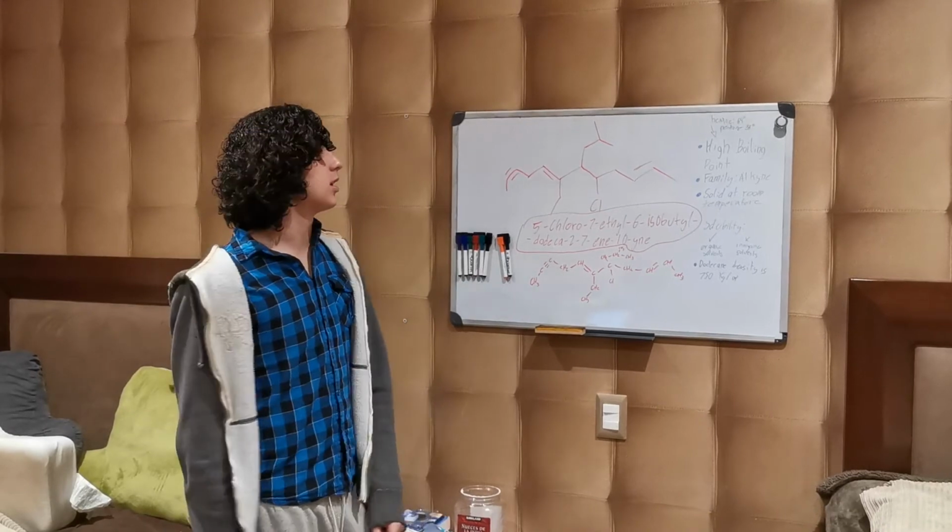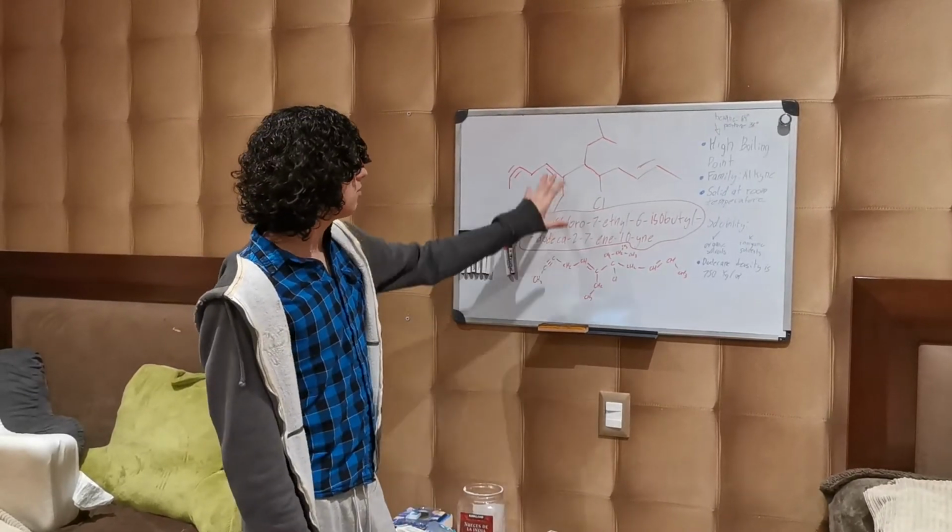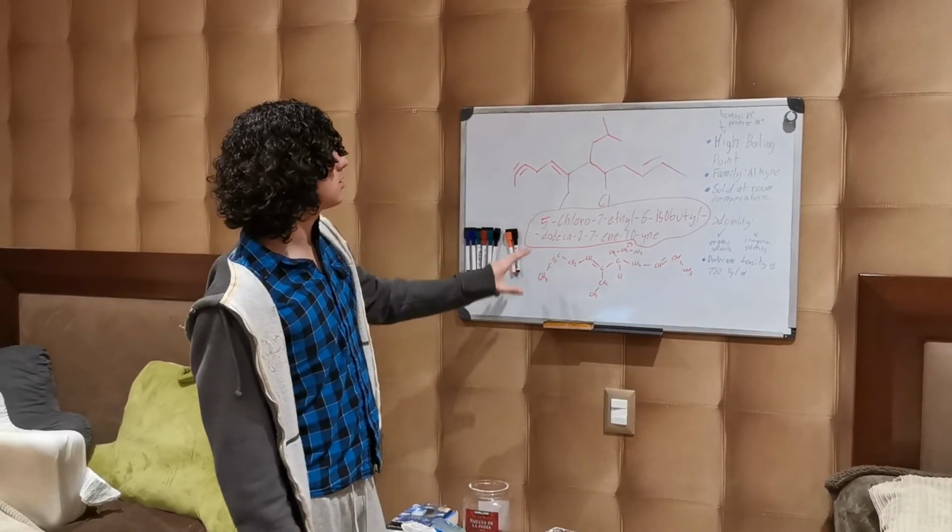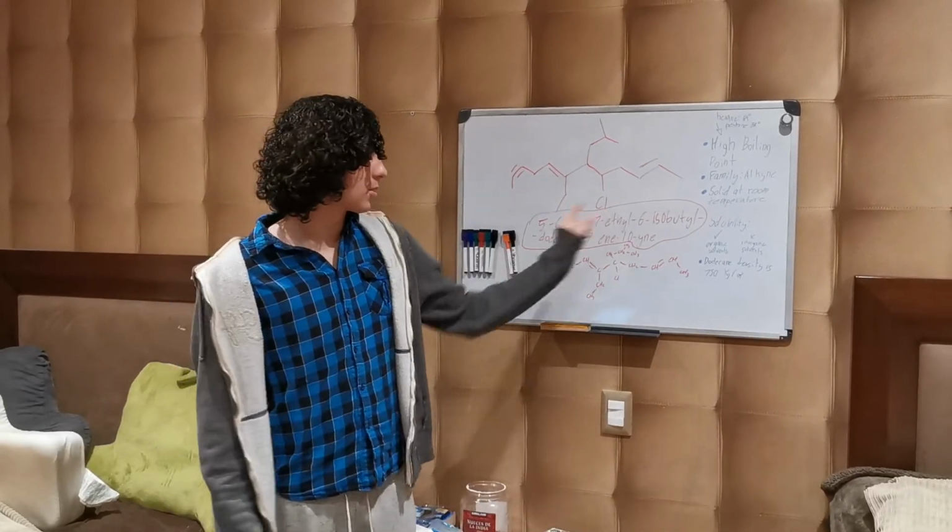And that's about it. You know the name, you know the parent chain, exactly how much it is, and this is how you order it by alphabetical order.